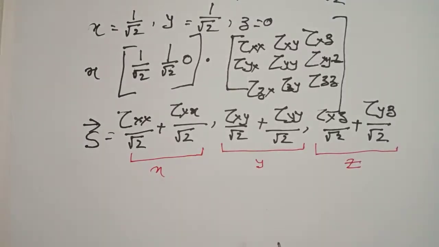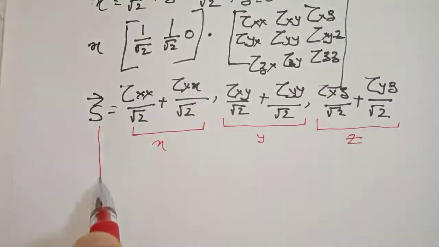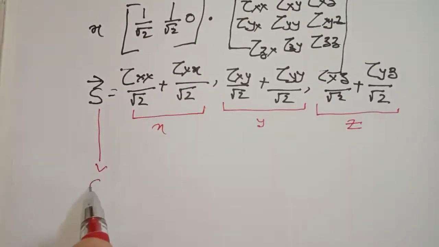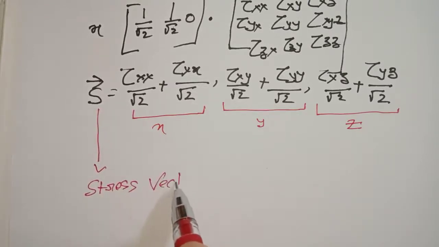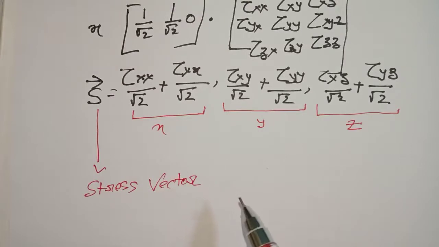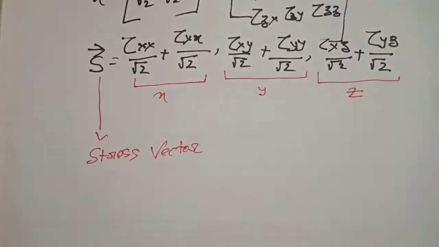Right. So this is the stress tensor in component form. This is a stress vector, mind it, right? So we can put this down as a stress vector. We can summarize this particular formula. So what we can write out is a stress vector, and we can put it in this way.